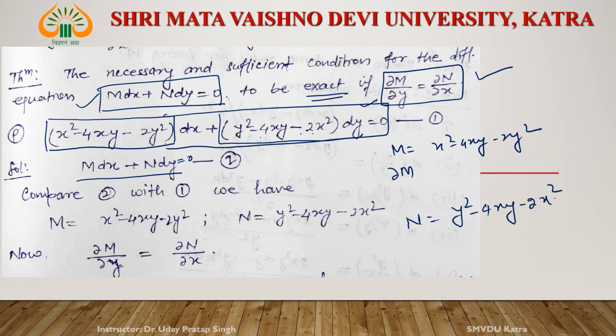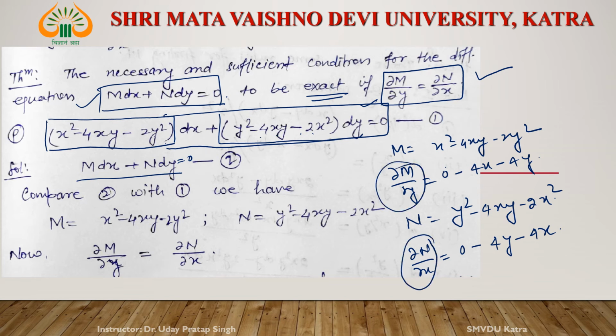What is ∂M/∂y? For ∂M/∂y, the derivative of x square is 0, of 4xy is minus 4x, and of minus 2y square is minus 4y. And what is ∂N/∂x? For ∂N/∂x, y square gives 0, then minus 4y, minus 4x. Now see, ∂N/∂x and ∂M/∂y, these two are equal. Hence the given equation 1 is exact.